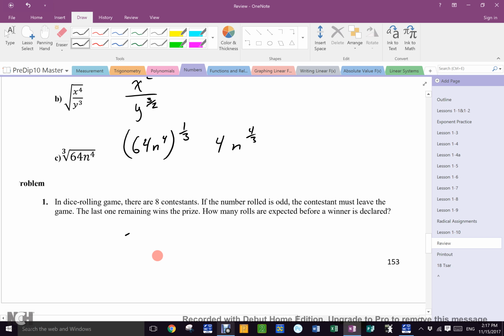1, 2, 3, roll. That's 1 roll. 4 people will be gone. 1, 2, 3, roll. That's 2 rolls. Down to 2 people. 1, 2, 3, roll. 1 person left. I will accept 3. But those are the only ways I can conceive of reading this question.